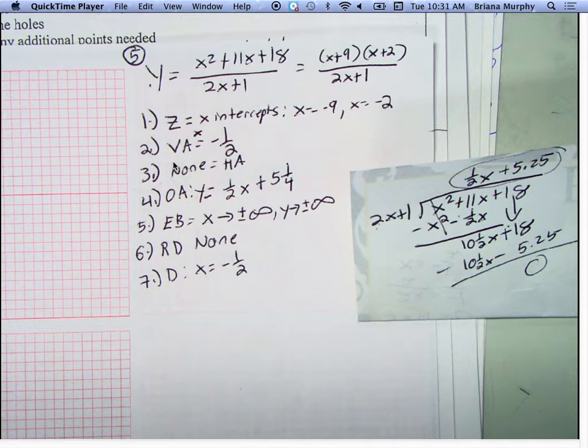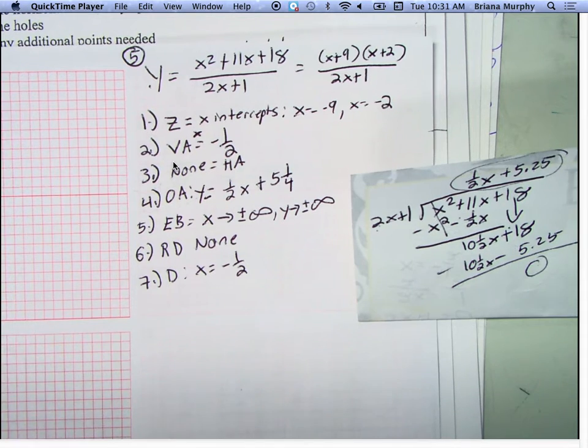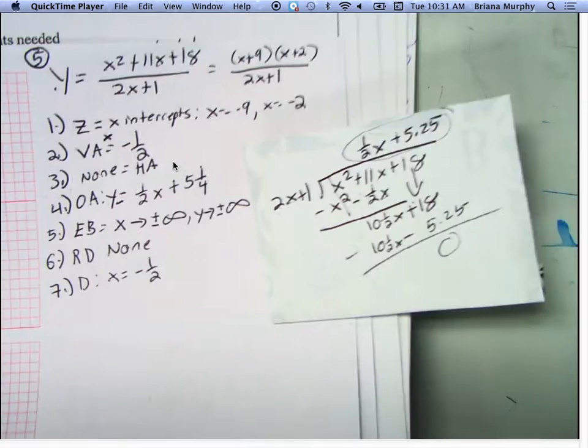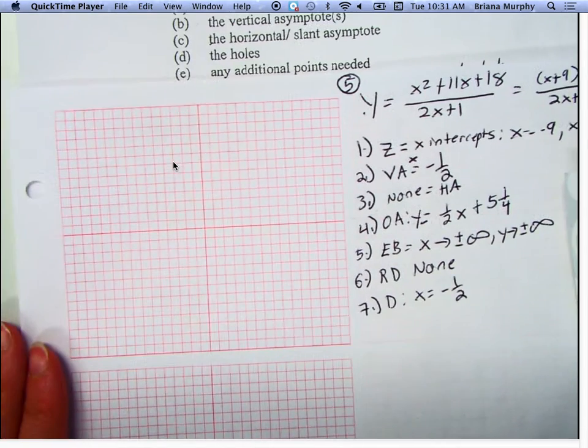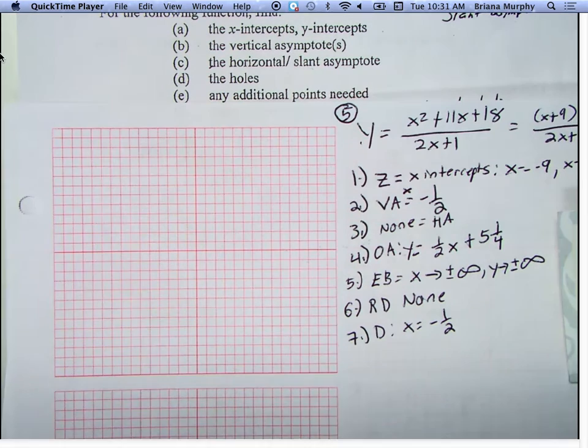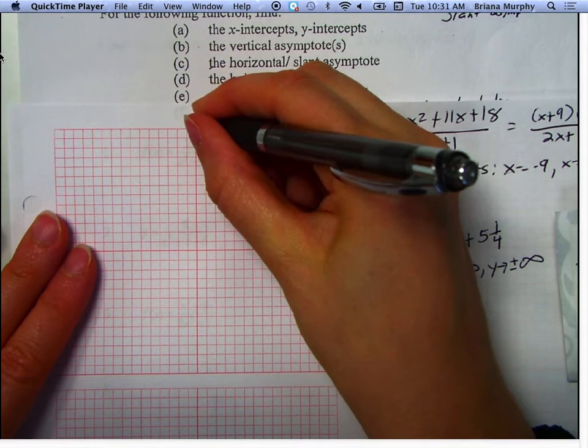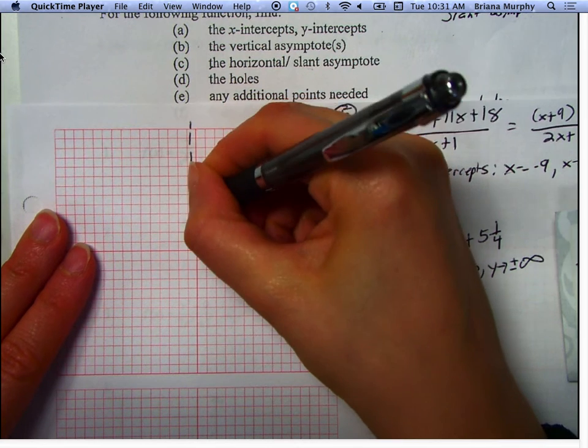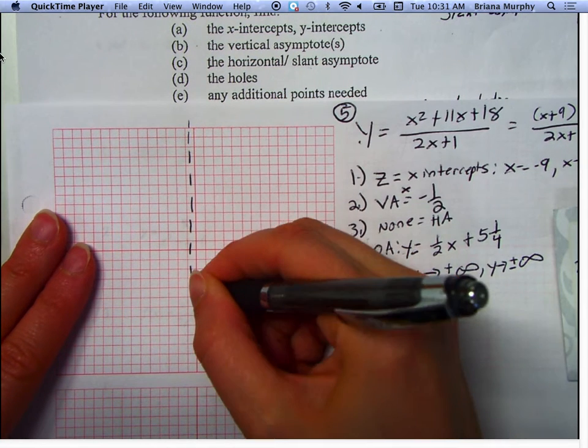Let me erase this. Eventually, Kyle, but I would like you to concentrate on this right now. Okay. Now we're going to graph. I'm going to put a vertical asymptote at negative 1/2. I'm going to move my mouse. Hold on. Okay, focusing. I'm going to put a vertical asymptote at negative 1/2. So I go here and I put a vertical asymptote. I cannot cross this line.